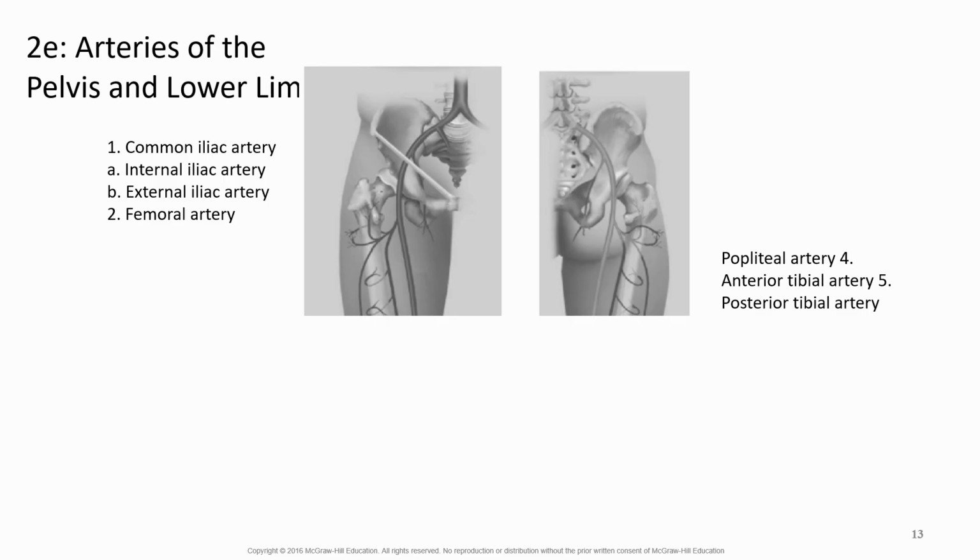Okay, then the arteries of the pelvis and the lower limb. We already talked about here the common iliac artery. So this here is my common iliac, and it splits into the external and the internal. So that's internal, and this one here is external. And by the time the external gets to the femur, it becomes a femoral artery.